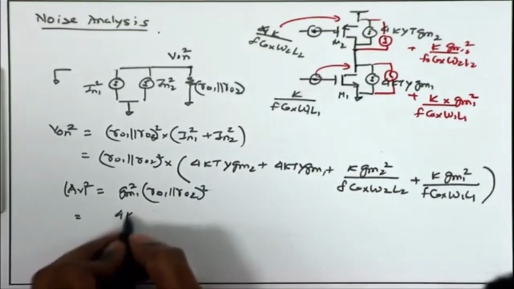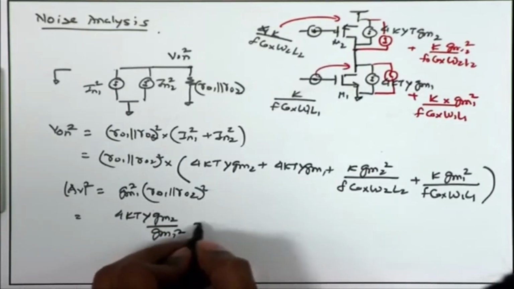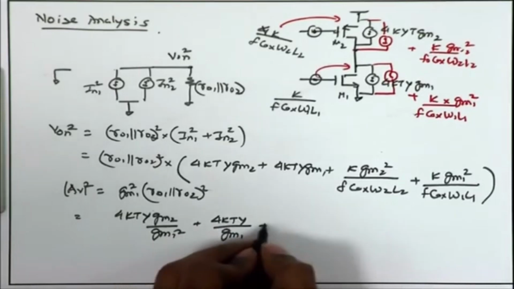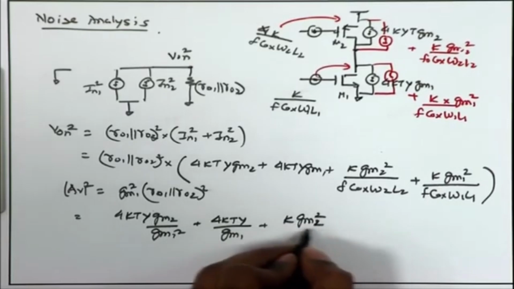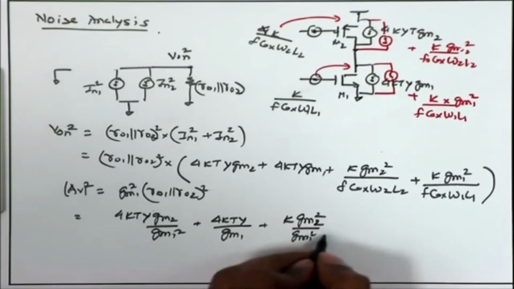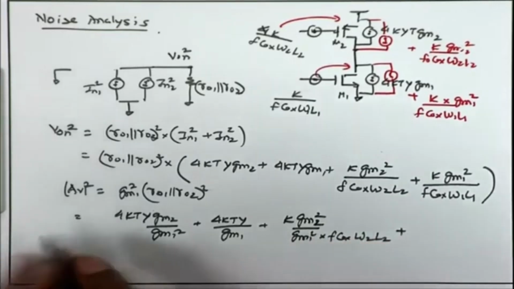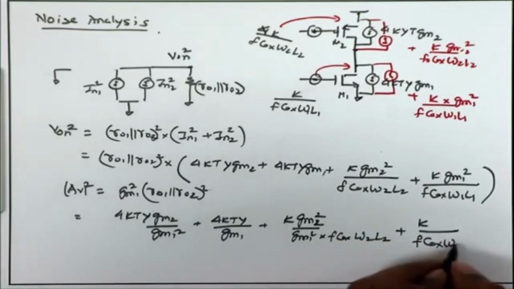Let me do that. 4 kT gamma GM2 upon GM1 square plus 4 kT gamma upon GM1 plus K GM2 square upon GM1 square F COX W2 L2 plus K upon F COX W1 L1.